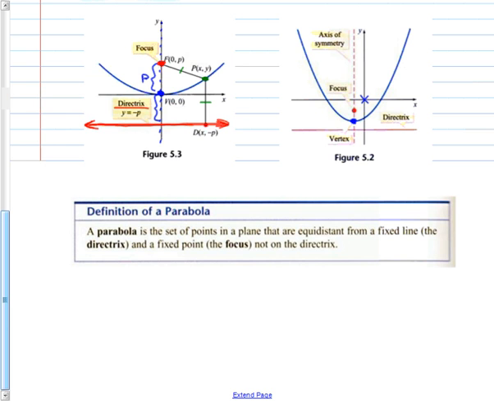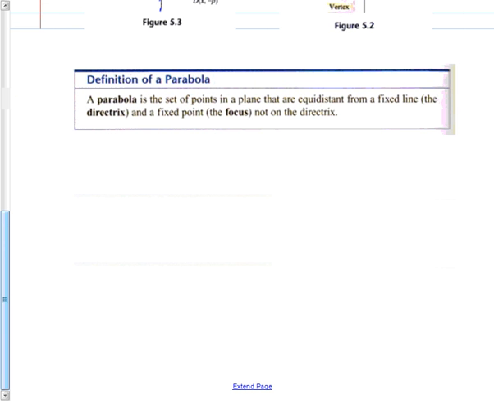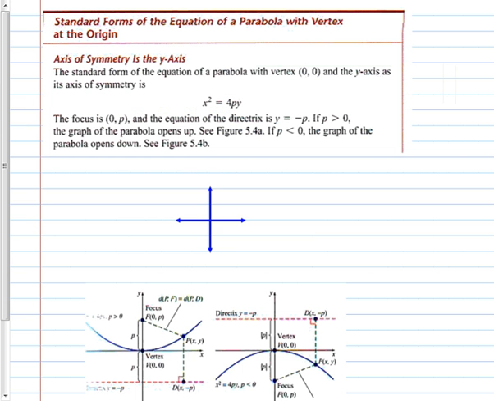So here's that definition that I read off a minute ago. A parabola is the set of points in a plane that are equidistant from a fixed line, the directrix, and a fixed point called the focus. And that point's not on the directrix, so don't pick a point on the line or you won't get a parabola out of it. So here's our first look at the equation for a parabola. x squared equals 4py. And that P is the distance between the vertex and the focus. That length right there.